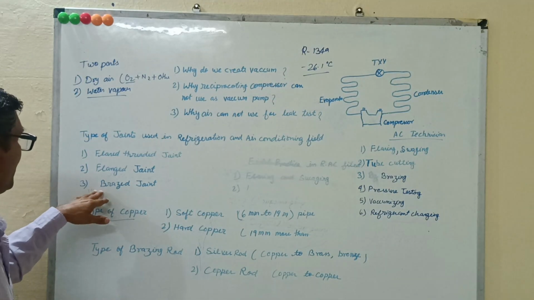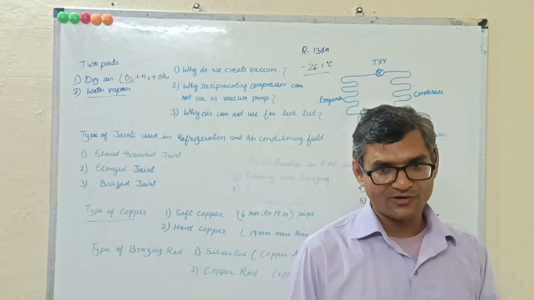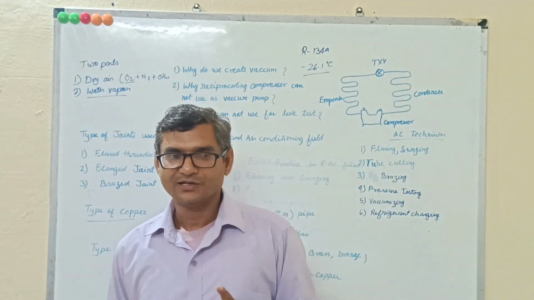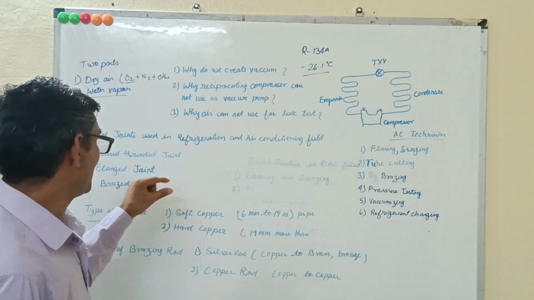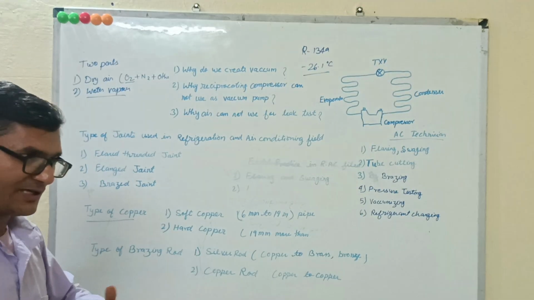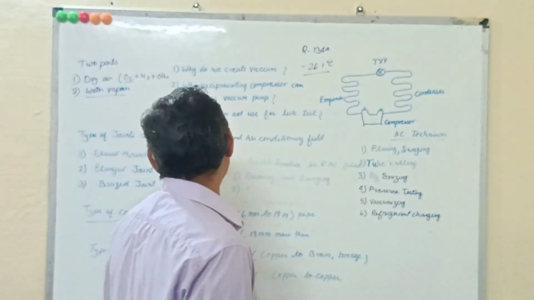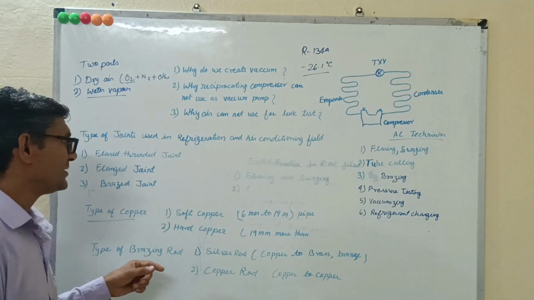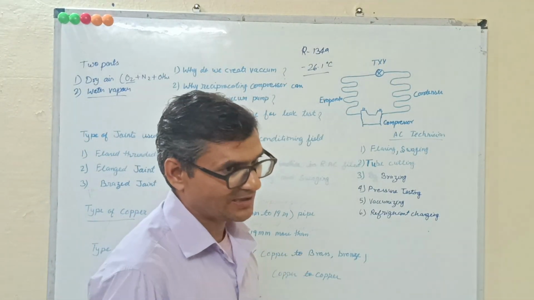Next, brazed joints. Brazed joints for the refrigeration and air conditioning field are very useful. There are 0% leak chances if we pay attention at brazing time. So perfectly brazed joints never leak.